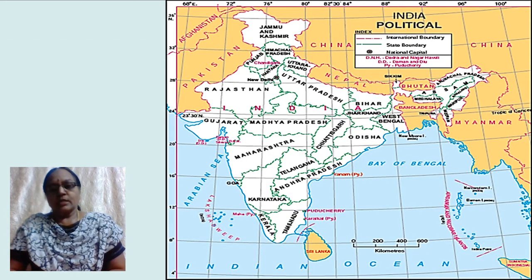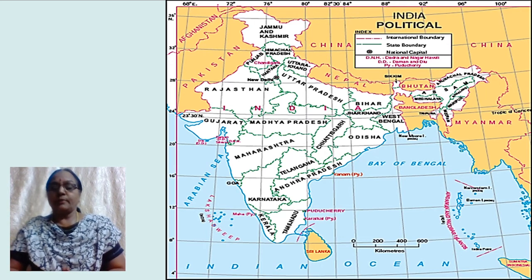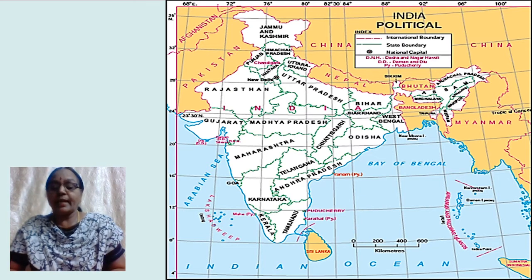Now look at this political map of India. Children, it's very important. Please go through the political map of India. You are going to familiarize yourself with the states in India, the seas which surround India, and also the neighboring countries. According to 2019, we have 28 states and 8 union territories. Look at the water bodies which surround India.